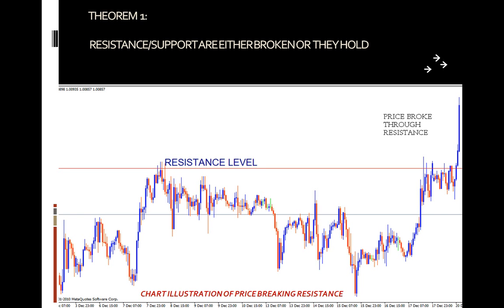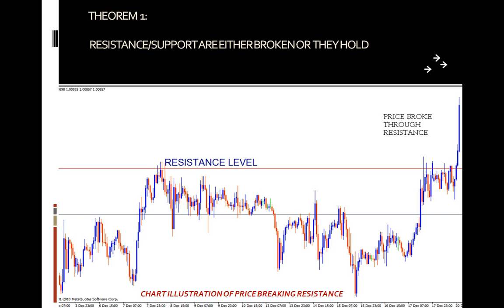Theorem 1. Resistance or support are either broken or they hold. Resistance or support level is either broken or it holds. Now, here is a chart to illustrate that. We have a resistance level as stated on the chart, and we could see price moving up, trying to break it, and finally it was broken. So price broke the resistance level.